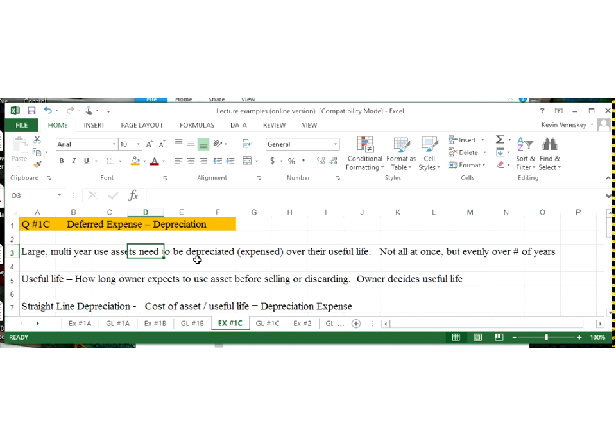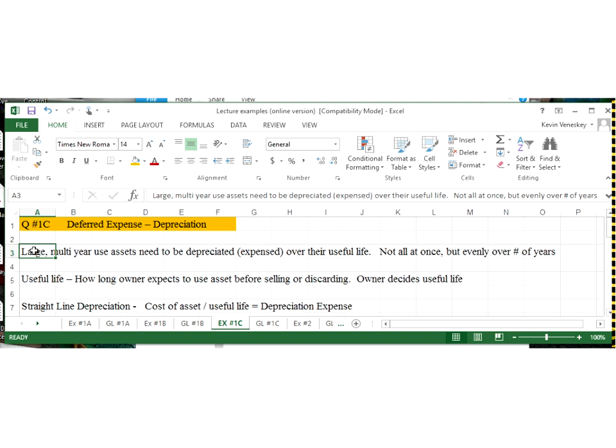Now, with that said, that means I can't put it in expense right now, which makes sense. I don't want to expense it all right now and then still be using it for the next 3 years. That would be unfair to this year to be putting way too much burden, way too much expense on this year's books, and then none for the next couple of years when I'm still using it.